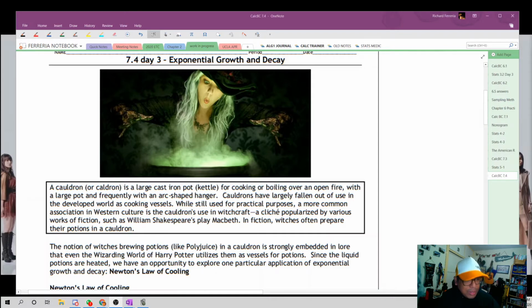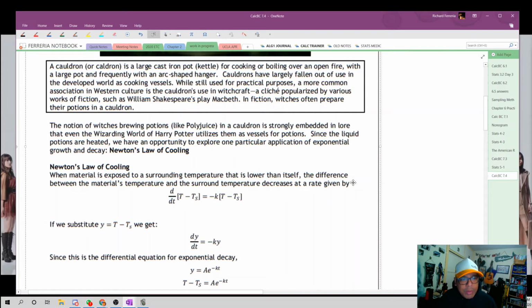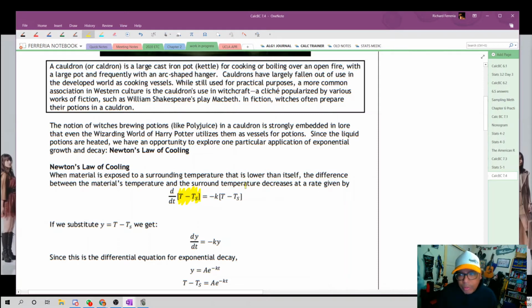So let's read this. When a material is exposed to a surrounding temperature that is lower than itself, the difference between the material's temperature, of course we mean liquid here, and the surrounding temperature decreases at a rate given by this nice differential equation. Over here on the left side, this is going to be our dependent variable, and the dependent variable is not, strictly speaking, just the temperature.